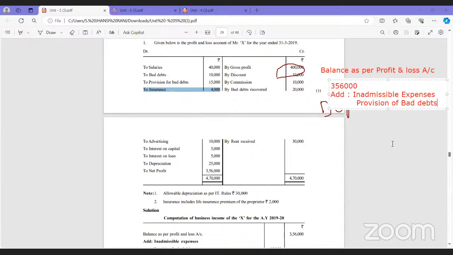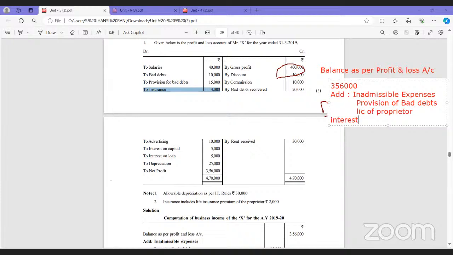And similarly, insurance also. Provision for bad debts 15,000, insurance 2,000, because this is paid by the owner, LIC. So LIC of proprietor, 2000 only we will write. Next, interest on capital. Interest on capital is also inadmissible expenditure. Why? Because in reality, the owner will not take any interest from the business he had started. So this also becomes an inadmissible expense.